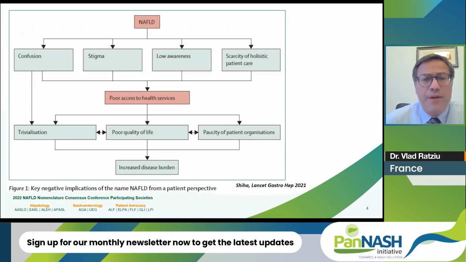And an example of how this affects the perception of the patients is shown on this slide here. The fact that there is a certain level of confusion in the name creates trivialization of this disease, and does not increase awareness of this disease. Patients are not taken care of in a holistic manner because the metabolic aspect of the disease is ignored in the current definition. And all this results in poor quality of life and, in fact, in less access to health services, less management of the disease, and consequently, an increased disease burden.